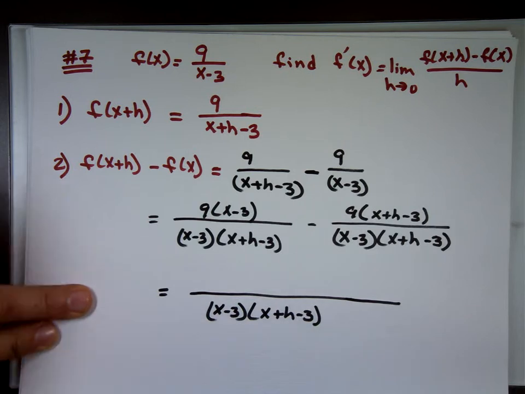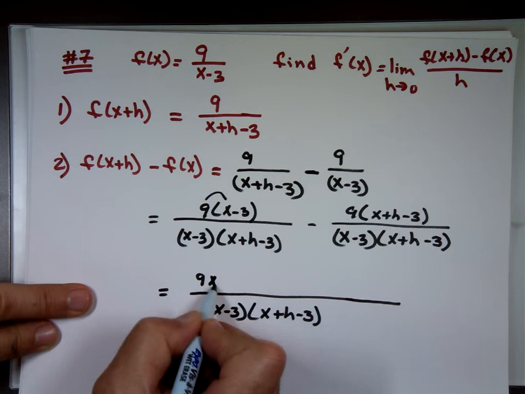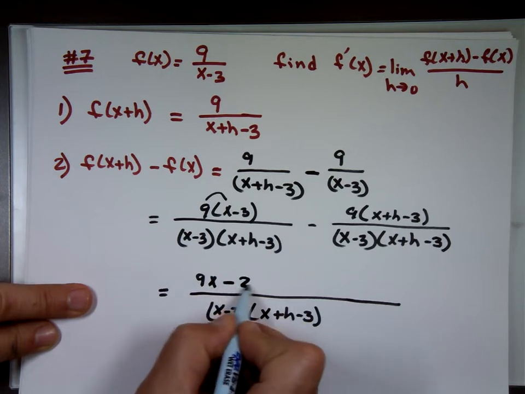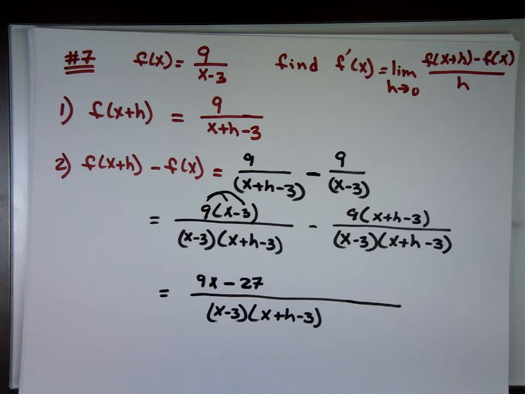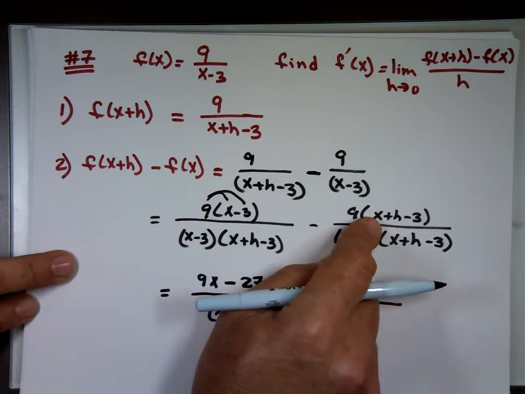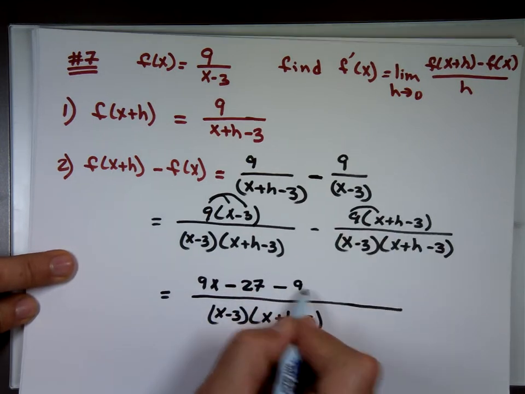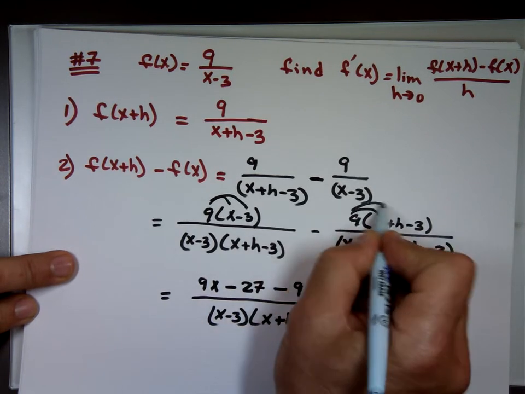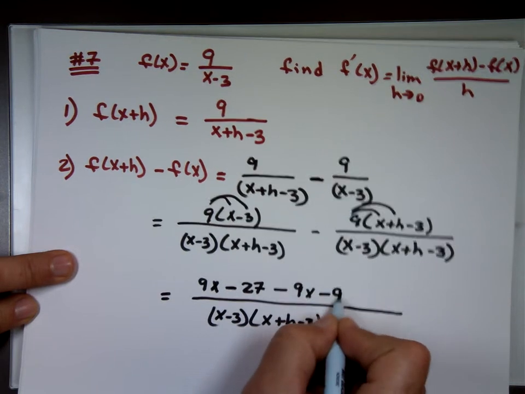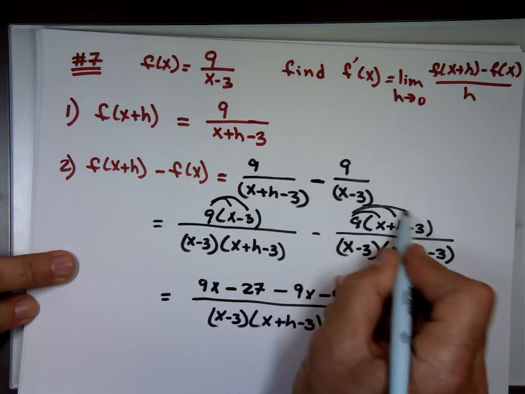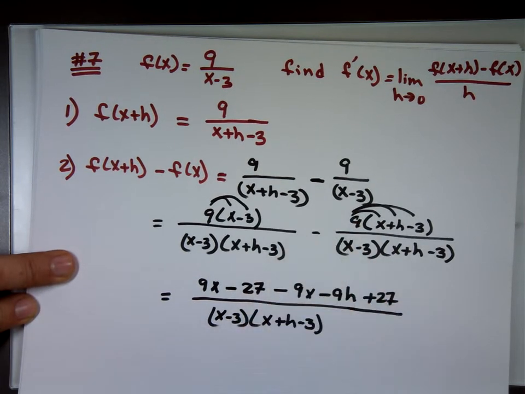Look at the top. Let's distribute that. That's 9x minus what? 27, right? Remember, this is a minus 9 times that. That'll be what? Negative 9x. Go ahead. What's the next one? Minus 9h. Positive or negative? Negative. Negative 9h. Good. And the last one is what? Plus 27, because there's a minus 9 here. Minus the whole thing. Everyone see that? It changes all the signs.